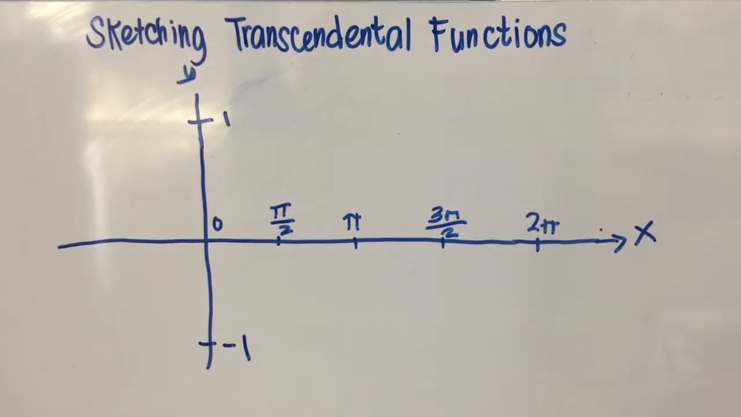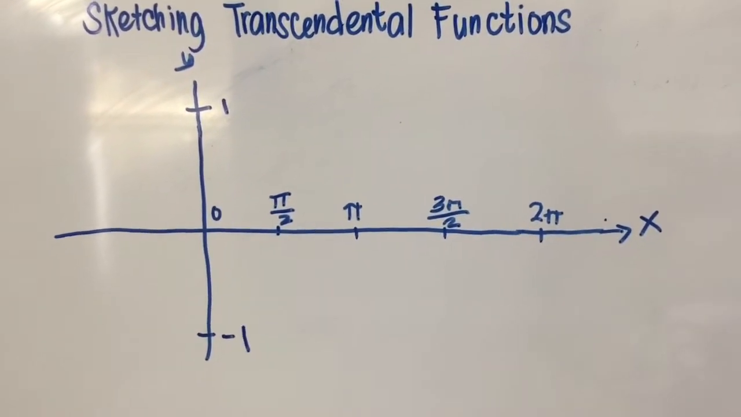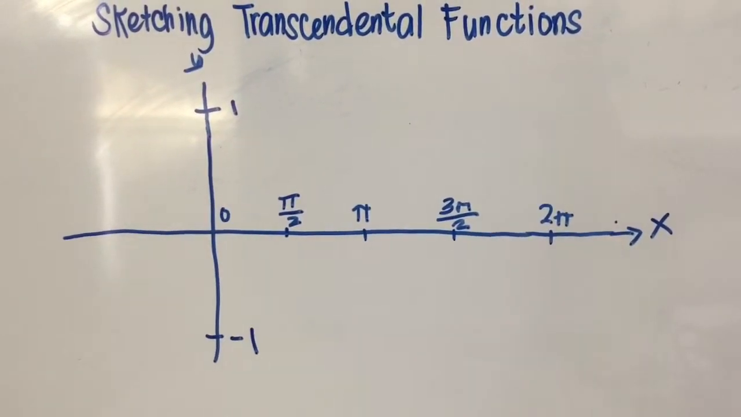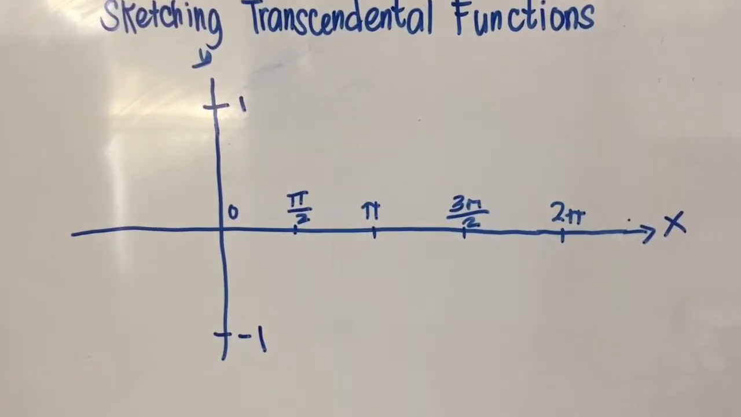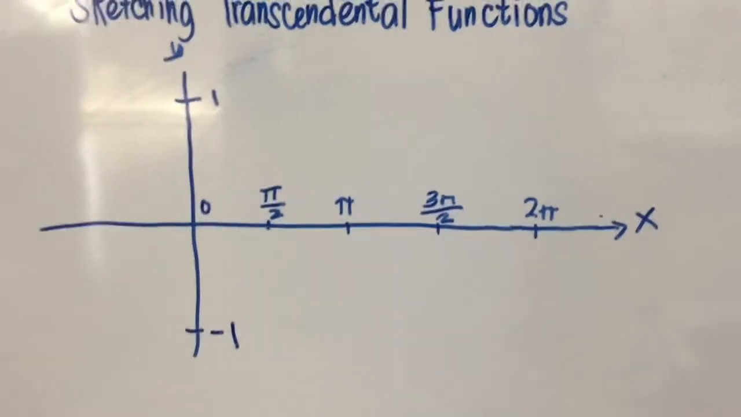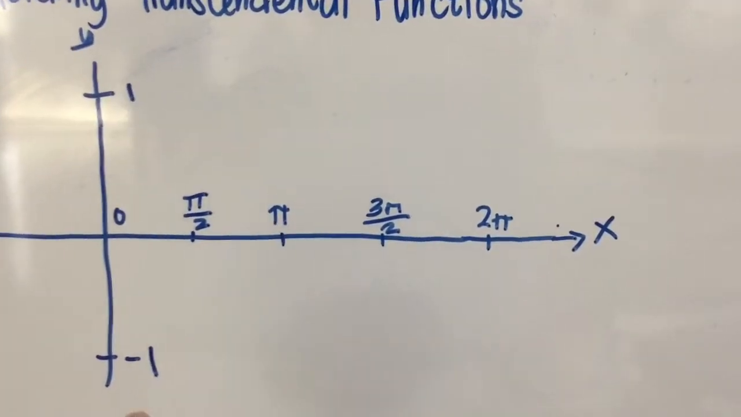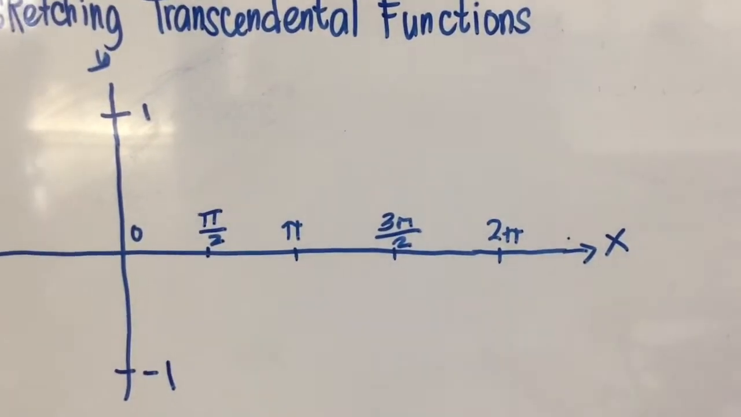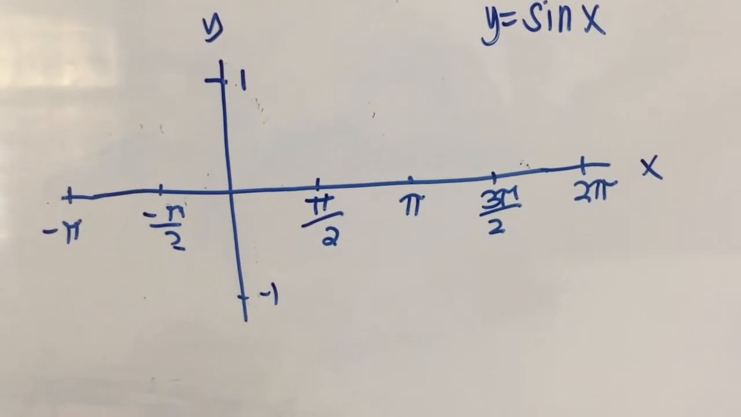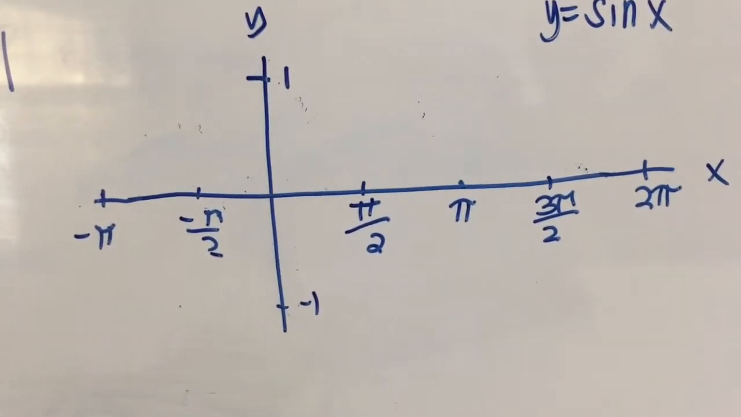In this video we're going to learn about the sketching of transcendental functions. So we have here a graph. So we know that these are the values of the sine and cosine of some common angles. So we know that there is 0, pi over 2, pi, 3 pi over 2, and 2 pi. In a manner, we can also sketch the graph of the function y is equal to sine x. So it goes like this.